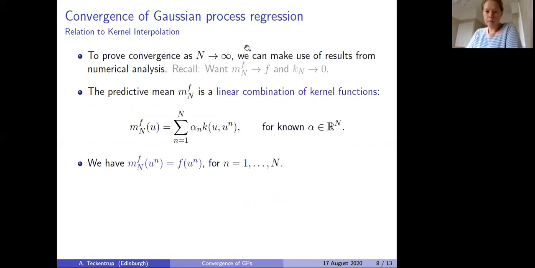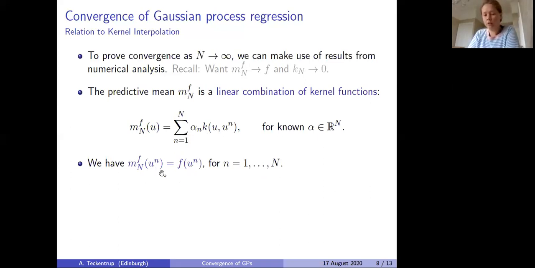In particular, to show this, we note that the mean is essentially an interpolant of f. Okay? To see that, we go back to the explicit expression that we had for the mean. Remember, I told you that for the posterior mean, you do actually have an explicit expression. And there are two properties which are important. One is that you can show the mean is a linear combination of the kernel functions. There's a known coefficient vector alpha, such that you can write the mean as this linear combination of these kernel functions k.